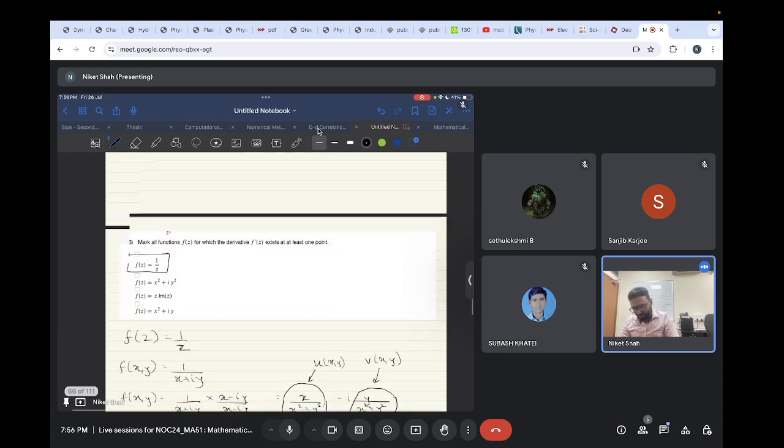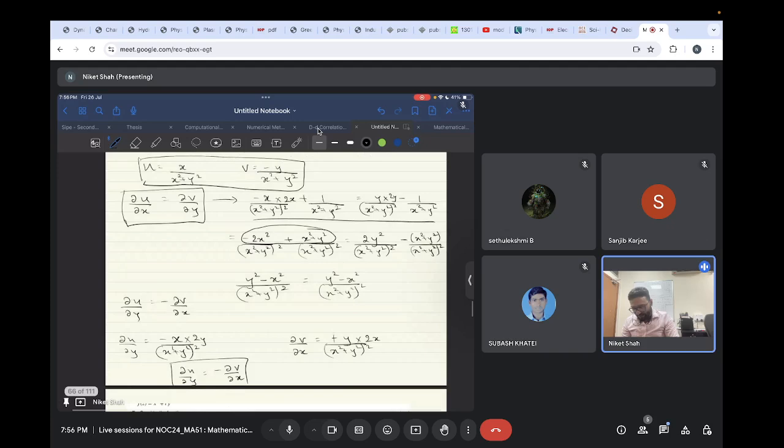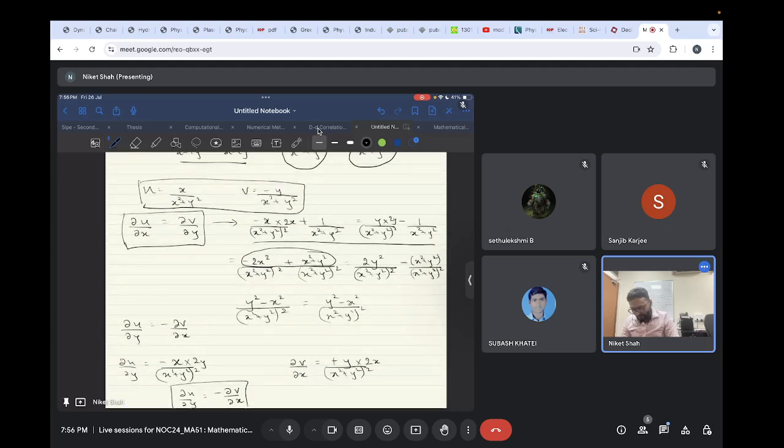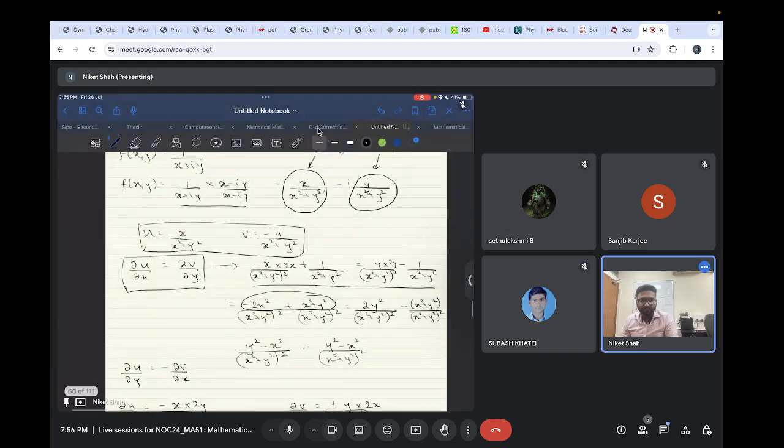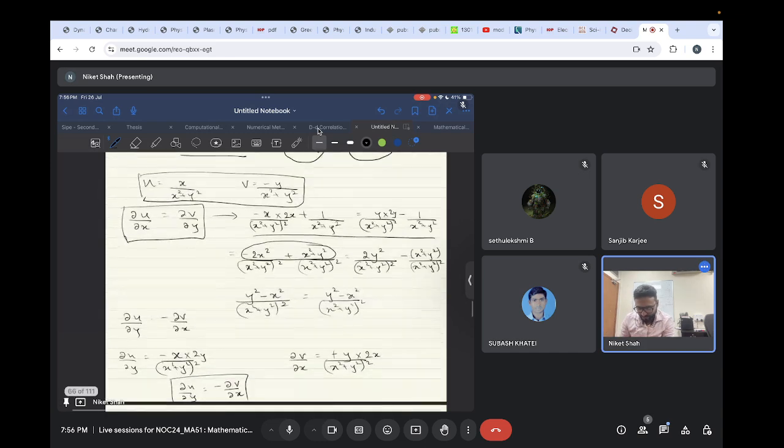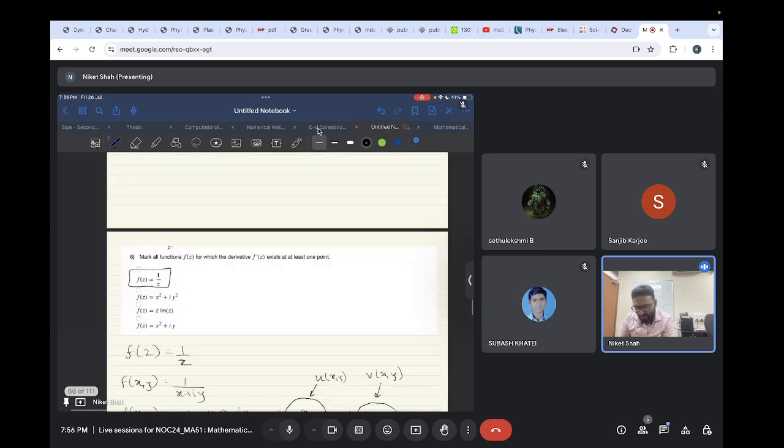The derivative exists. Here in general the derivative exists, except of course at the point 0 where we assume that z is not equal to 0. So except that point the derivative generally exists. So the question was whether it exists at least one point. So here definitely this derivative exists for more than one point. It exists for most points. So the first one is correct.